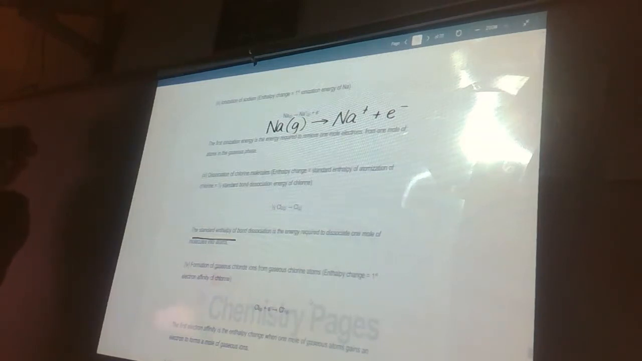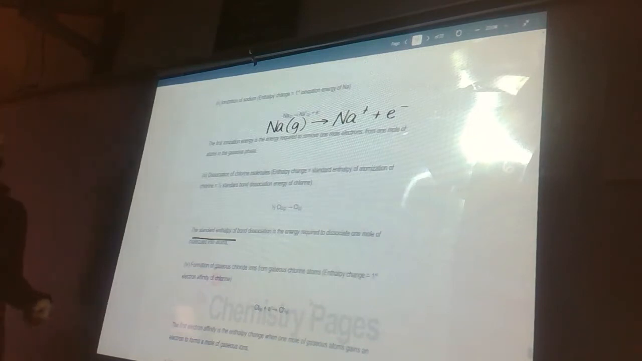That requires energy. Why does it require energy to remove an electron from an atom? Emma? You were on the right track. Electrostatic attraction. Yeah. The nucleus is holding on to the electron. So to pull it away from its nucleus is going to require energy.